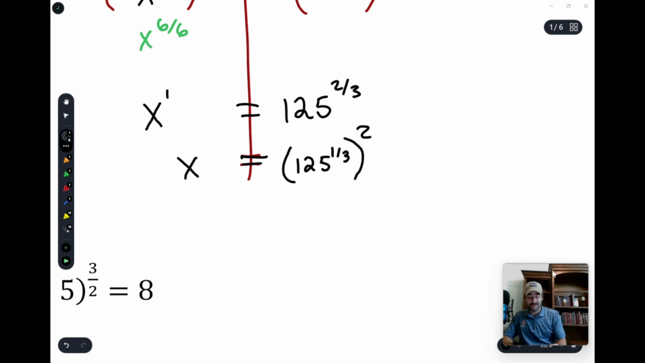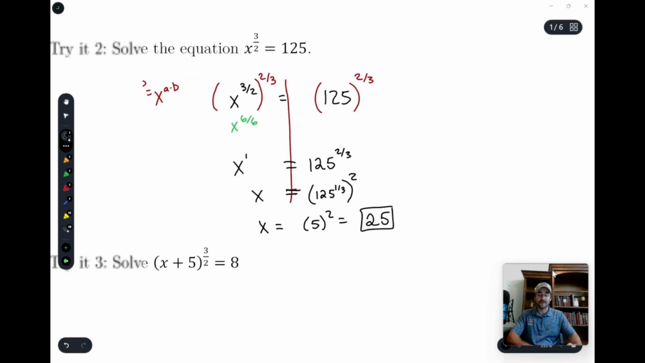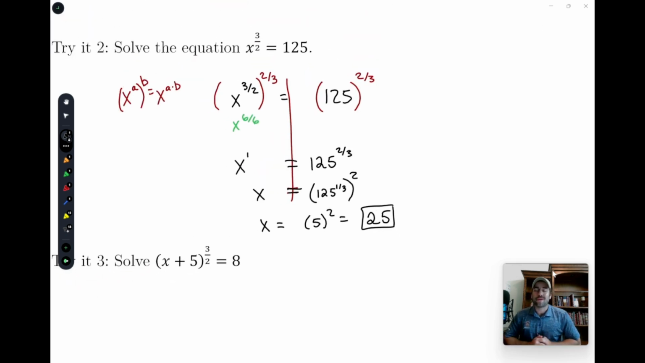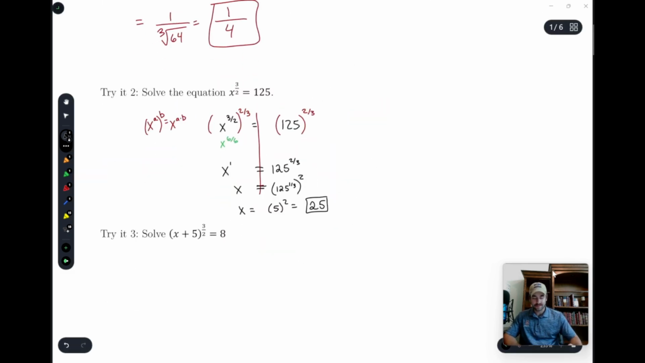The first step being a little easier. The cube root of 125 is 5 times 5 times 5. So we're left with 5 squared, which is just 25. We've done a solve now. So we've solved a rational exponent. And we did the first problem, which was just simplifying rational exponents.